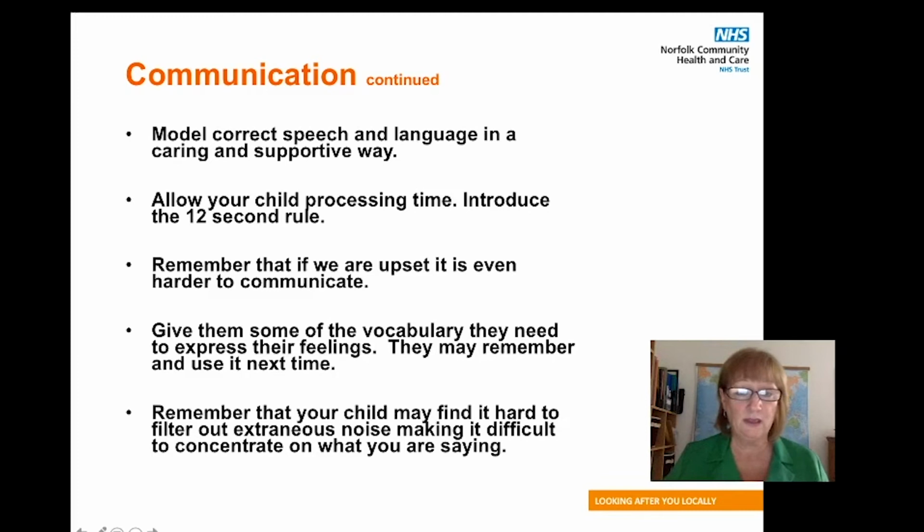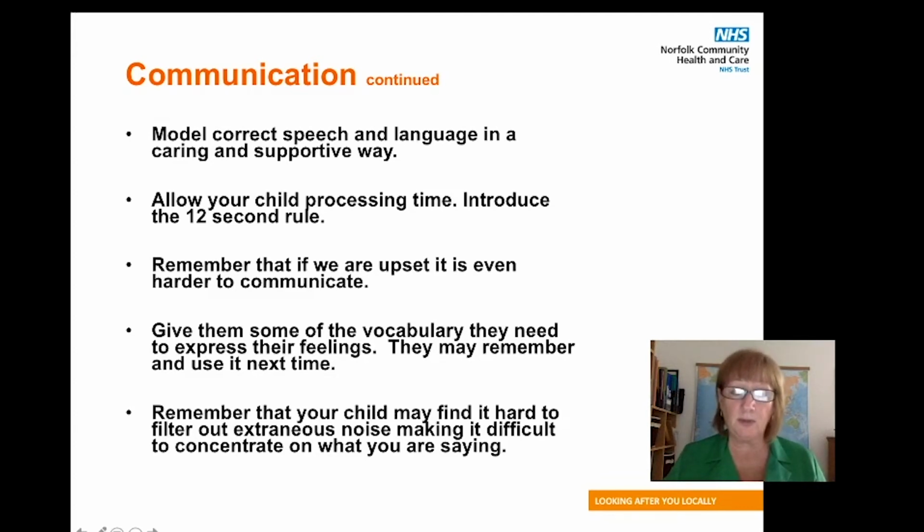The 12-second rule. If a child has language delay or processing difficulties, then we need to give them time. And as adults, we are not very good at that. We don't like silence and we try to fill it. If we don't get a reply to a question within about 3 seconds, then generally we would repeat the question, or even worse, we would rephrase it.